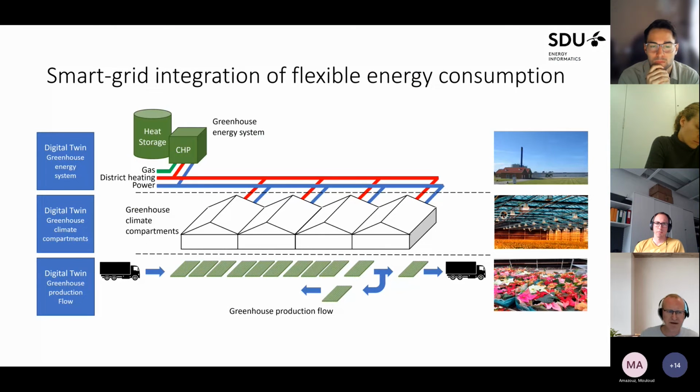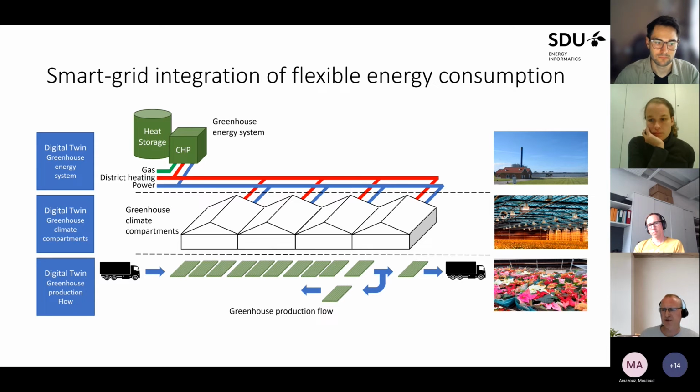We're actually doing a twin of the energy system in the commercial greenhouse, and that's because a lot of the commercial greenhouses actually have their own little energy system with a combined heat and power plant where they can both produce heat for heating up the greenhouse compartments and also generate electricity for the artificial light, or they can also choose to buy it. So it depends on whether it's cheaper for them to produce their own electricity compared to buying from the electricity grid.